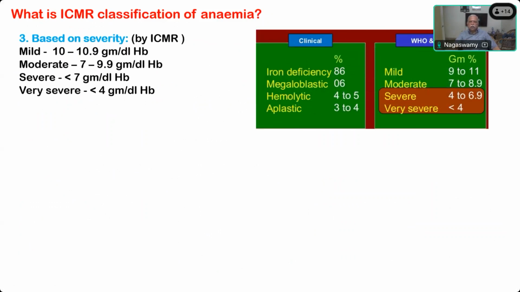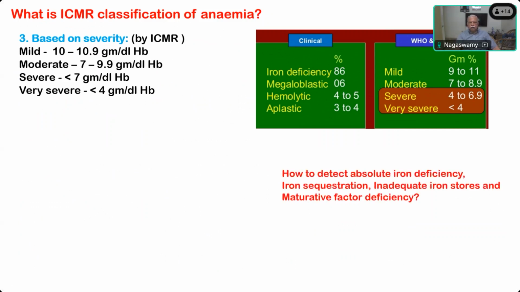So this is the chart. WHO as well as ICMR both have given this classification based on the hemoglobin value. So this is the third type of classification. So you have to remember 3 classifications: based on the etiology, second is morphology, third is the severity of reduction of hemoglobin.